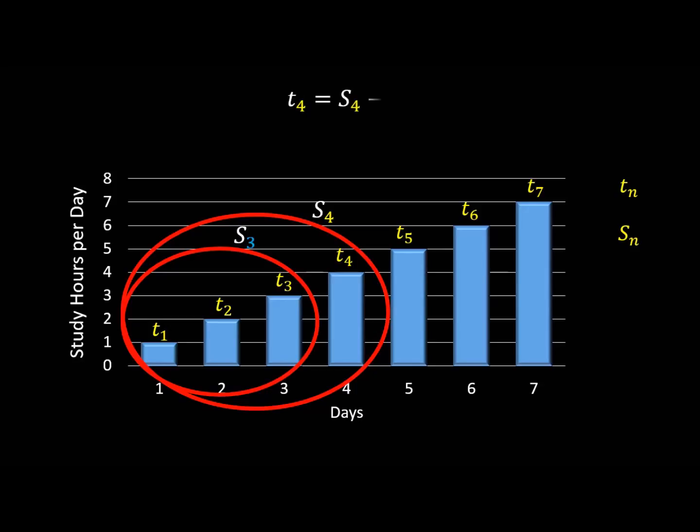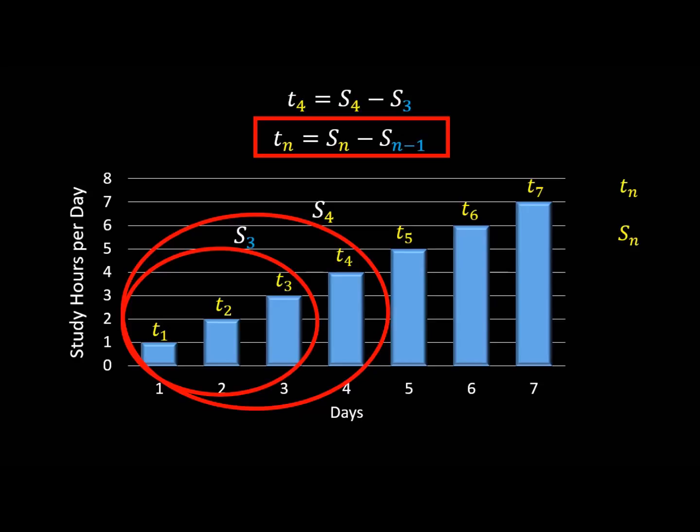T4 would equal S4 minus S3: sum of four terms minus sum of the first three terms. And in general, we can say that the nth term Tn will equal Sn minus Sn minus 1. So to find the nth term, you take the sum of n terms and subtract the sum of n minus 1 terms from it. Now this formula is really useful in solving a lot of problems on your SSC board exam. So I'll just repeat it. To find the nth term, you simply take the sum of the first n terms and then subtract the sum of the first n minus 1 terms from it.